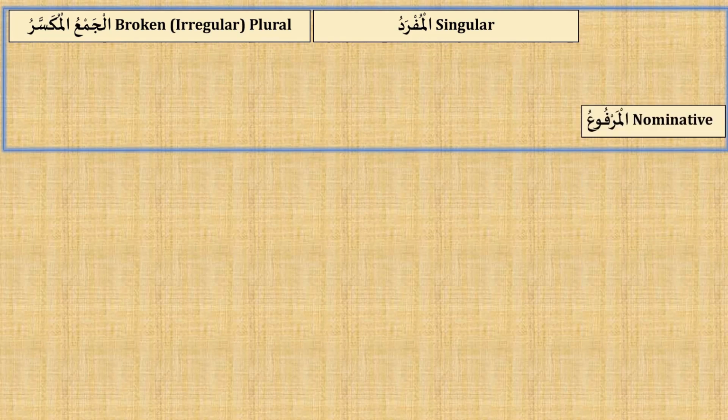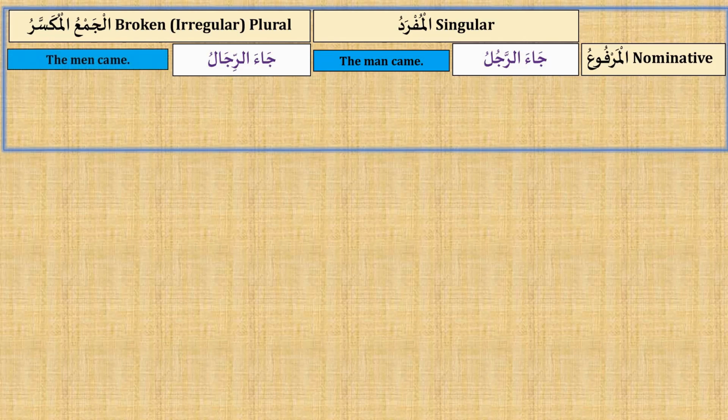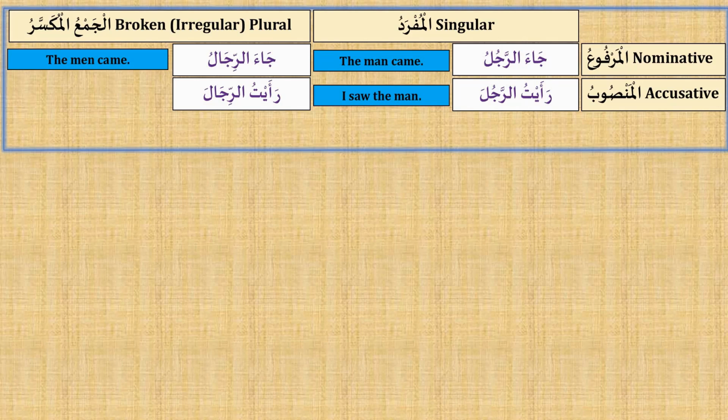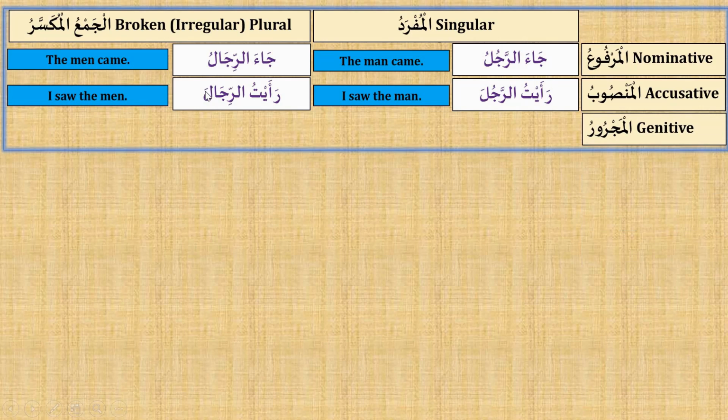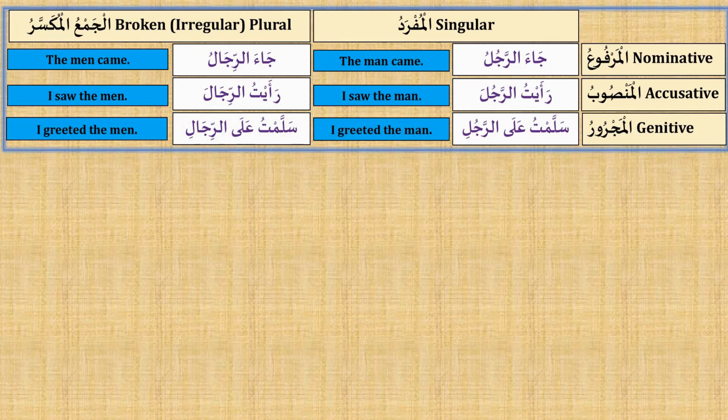Singular and broken plural. The first case, المرفوع nominative case. جاء الرجل, the man came, and the broken plural is جاء الرجال, the men came. The next case, المنصوب accusative case. رأيت الرجل, I saw the man, and the plural is رأيت الرجال, I saw the men. The third and the last case is المجرور genitive case. سلمت على الرجل, I greeted the man, and the plural is سلمت على الرجال, I greeted the men.